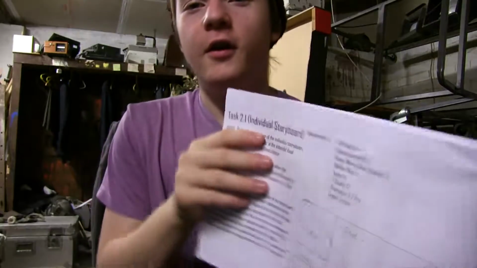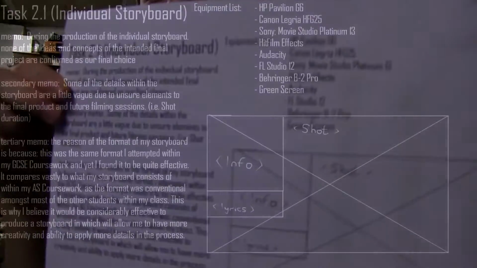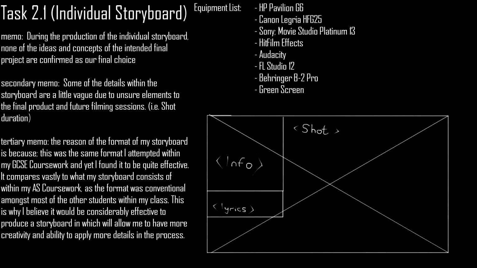So, to start us off, we have the introduction. The introduction to the storyboard gives an equipment list and various memos about the storyboard, as well as the structure that it will consist of throughout the 20 shots. The first memo hints that during the production of the individual storyboard, none of the ideas were set in stone, and that our final choice was going to be chosen around task 3, because I'm trying to do these in order.